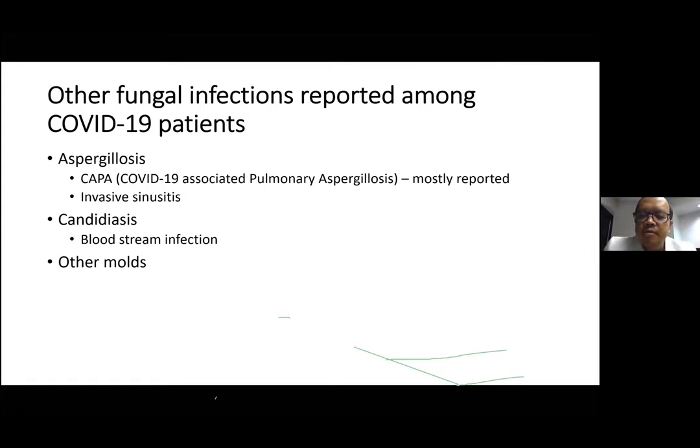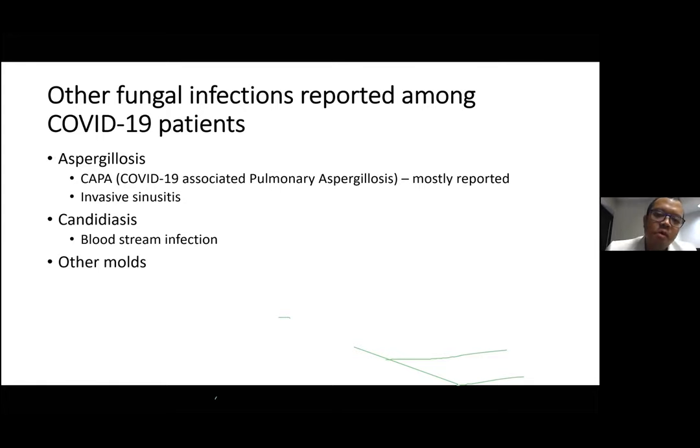Usually we see them just with a positive BAL aspergillus galactomannan antigen, and sometimes with serum beta-D-glucan or galactomannan antigen. But otherwise, I think we still have to wait to see what the usual presentations would be once this literature is more consolidated. We see invasive sinusitis as well. There are some reports. Also bloodstream infection or disseminated candidiasis, obviously related probably to high-dose steroids, and probably due to that immune dysregulation as well.